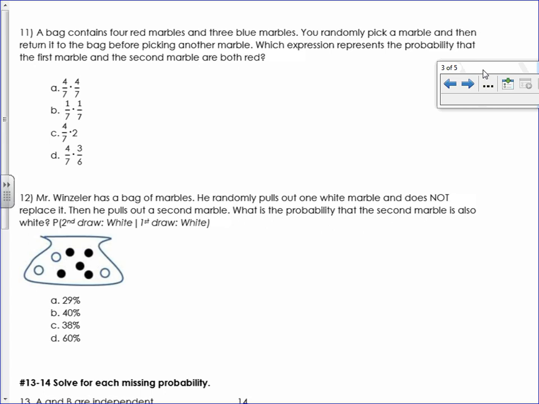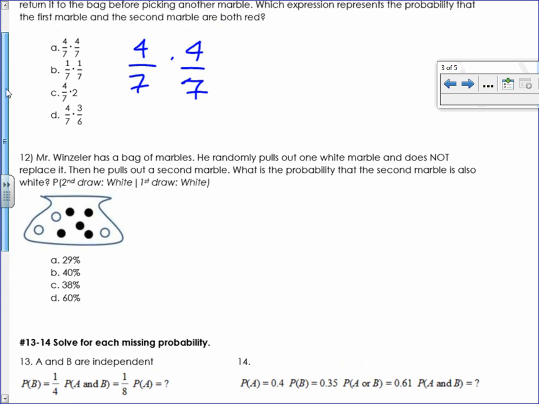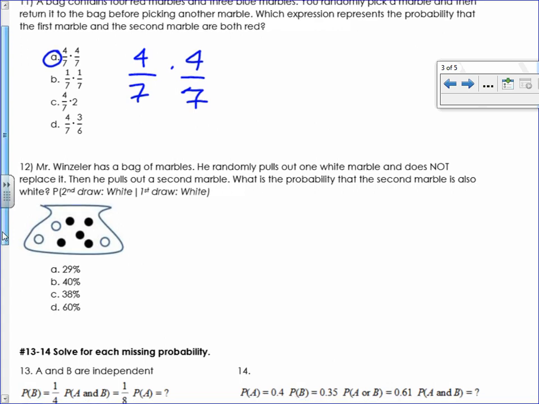Okay, gotcha. So for number 11, the first time, what's the probability of getting a red? Okay, then you put it back. So what's the probability of getting a red again? 4 out of 7 times 4 out of 7. Okay? Any questions about that? Okay, we need to get off our phones, please. Oh, you return it, so it's 4 over 7. That's right. Any questions about that? So what's the answer? Okay, so the answer for this one is A. If you had the other test, your answer was C for number 11.